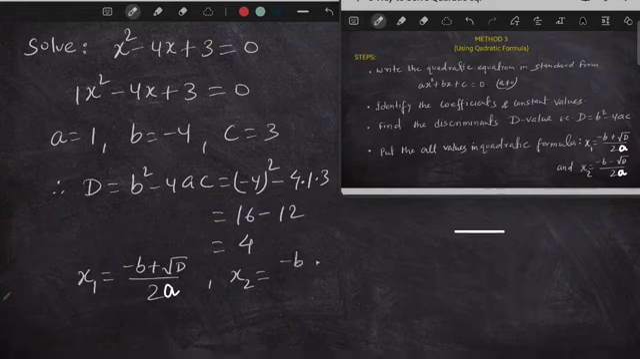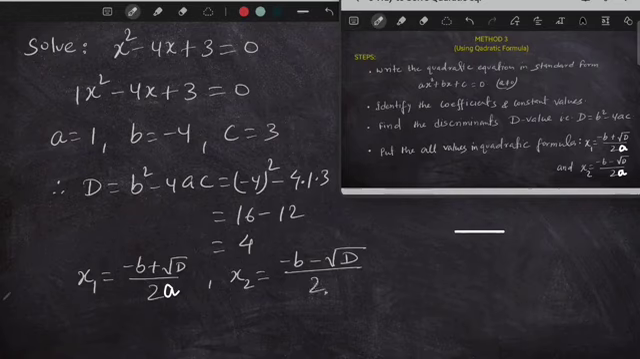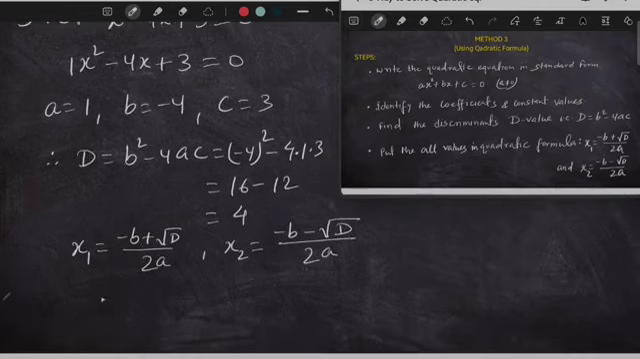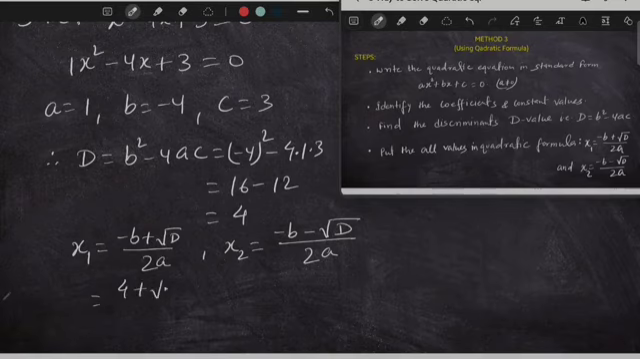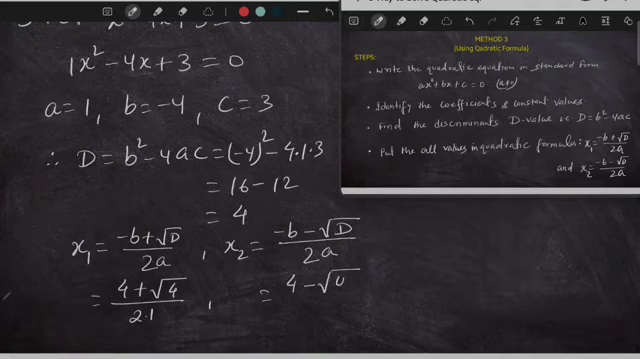x2 is negative b minus root d divided by 2. I'm sorry, here the formula is 2a. A is missing. Now to put the values in: negative b, so b is -4, this means negative b is positive 4. Positive 4 plus root d value, which is 4, divided by 2 times a, and a value is 1. So x2 is negative b, which is positive 4, minus root d value, which is 4, divided by 2 into 1.